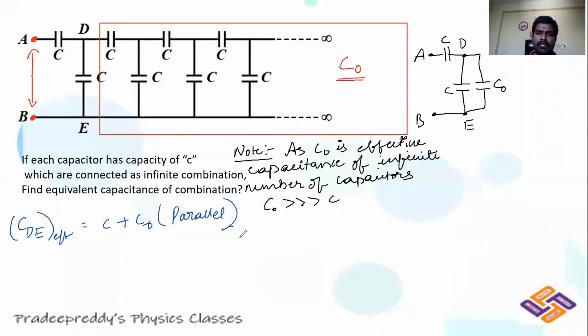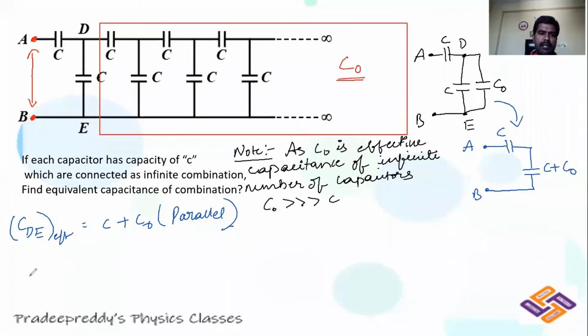Now this circuit can be reduced as it is. This is point A and this is C, and you have one more capacitance here. This is A and this is B. Of course, this is capacitance C, and the CDE we have already calculated as C plus C naught. And how are C and C plus C naught connected? C and C plus C naught are connected in series.